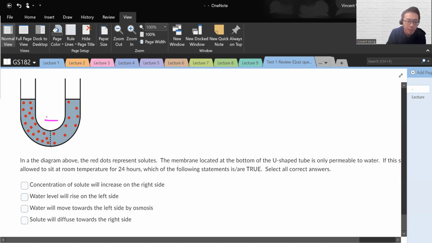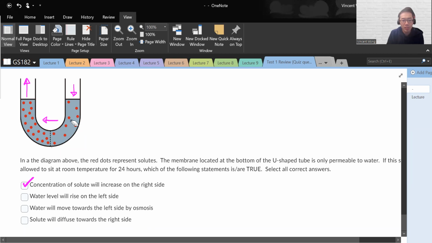So on my paper, I'm going to put an arrow so I don't forget. Next, think about this: if the water moves to the left, the water level is going to go up here and go down here, right? Let's see. Concentration of solute will increase on the right side. That's true, because as you remove the water, this side gets more concentrated.